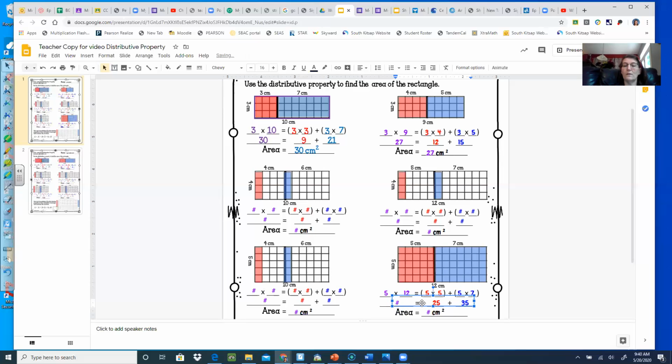There we go. So now I need to add these two. 25 plus 35. Well, 20 plus 30 is 50. 5 plus 5 is 10. 50 plus 10 is 60. There we go. So now I need to come down here to my final answer spot, and I need to put 60.